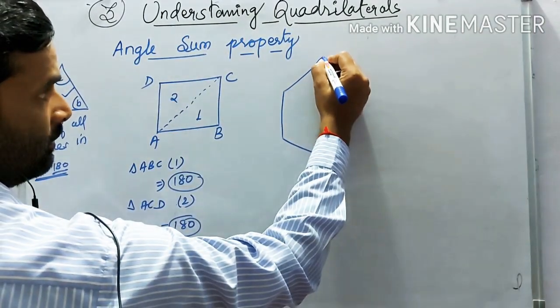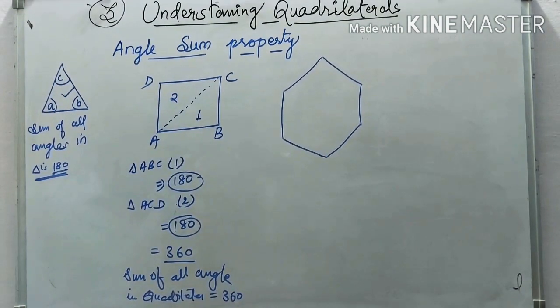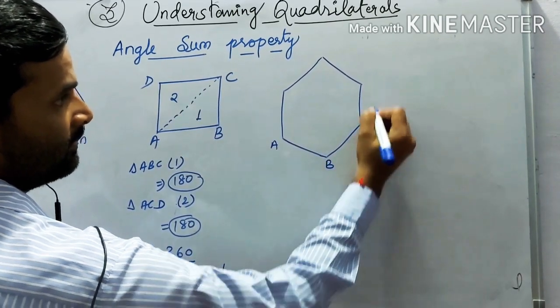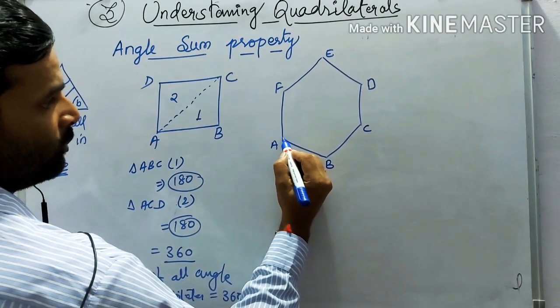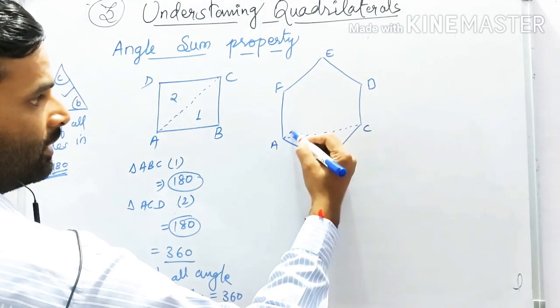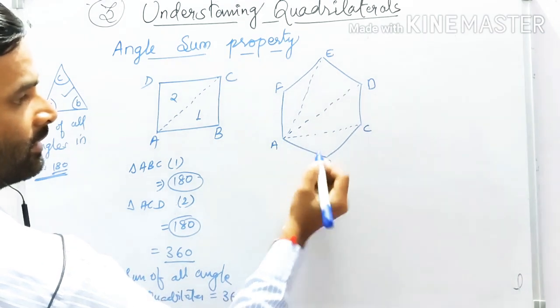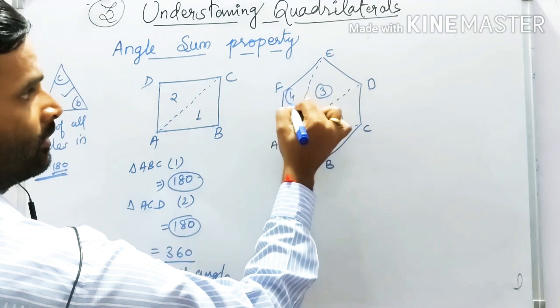Yes, the hexagon is the six-sided polygon. A six-sided polygon is called a hexagon. Here, we name the vertices A, B, C, D, E and F. Join the points A and C, A and D, and A and E. We get four triangles: 1, 2, 3 and 4.